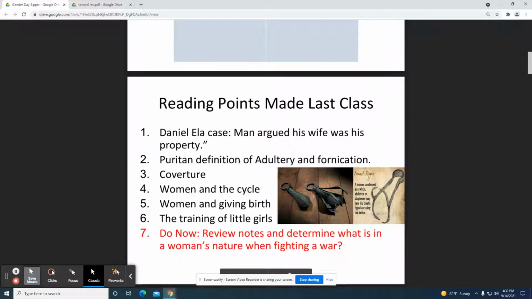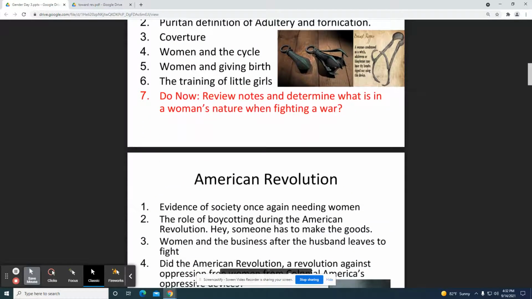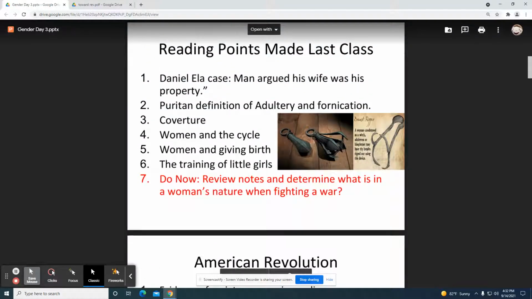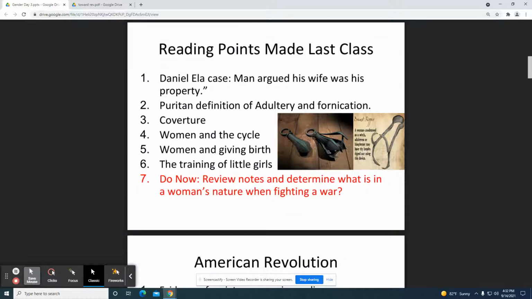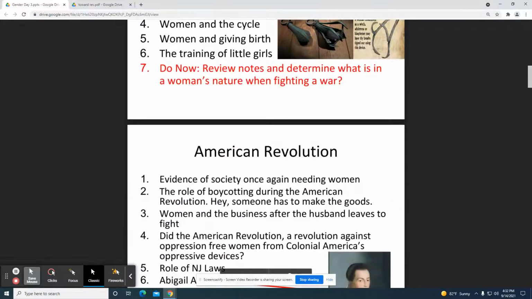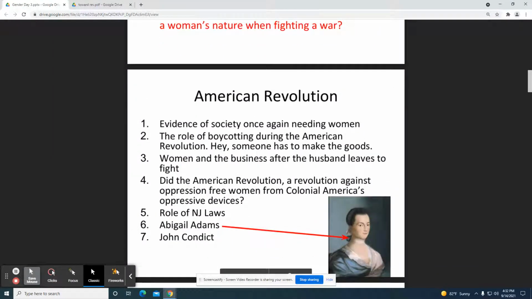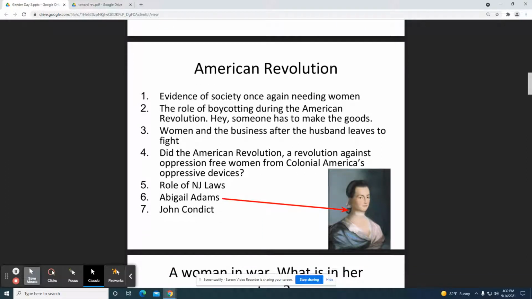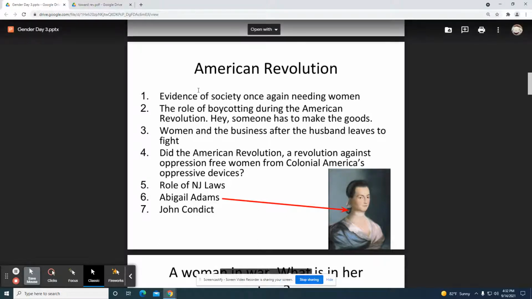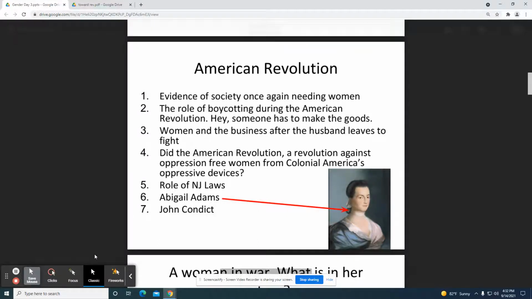Some of the points made from last class we are not going to address here. If you want to know anything about coverture or the difference between adultery and fornication, feel free to look at the screencast for lesson 2. So for the most part, we're going to be looking at these particular items here for the American Revolution and evidence of society once again needing women.